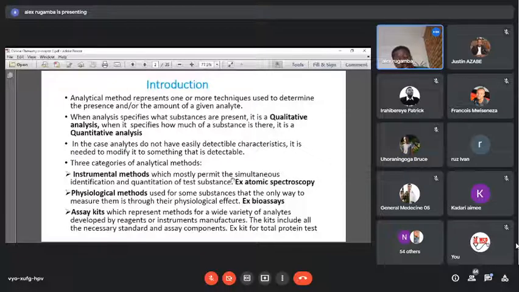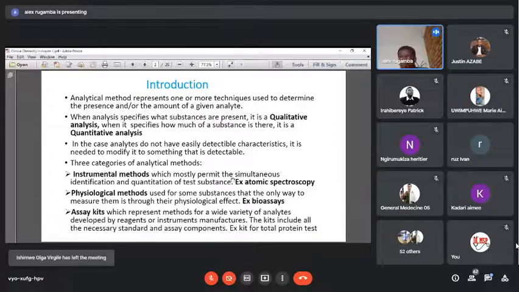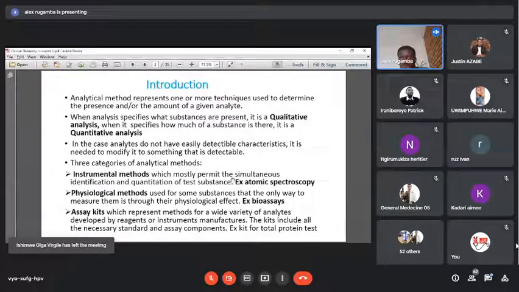The last one is assay kits. So you know there is a kit. For example, in corona detection, you may have a kit which contains all the things that you will need, like the buffer, like the strip test that you'll be using, and the other one that you'll be using to collect the sample. So that kit is like an envelope that contains all the needed materials. You may use that kit to test for a particular disease. So that's what I was saying.